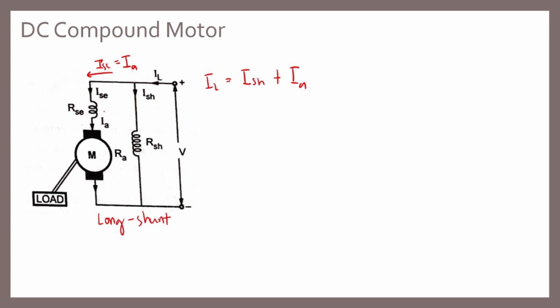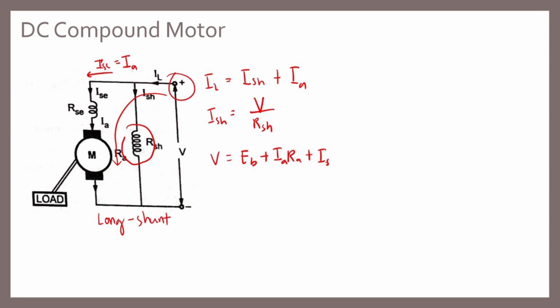Okay? Now to get the ISH, ISH is equal to V over RSH since the shunt is in parallel with the supply voltage. So the voltage equation is the same. If you loop there, we start at V. So V is equal to EB plus IA RA plus ISE RSE. So it is the same as the series motor.